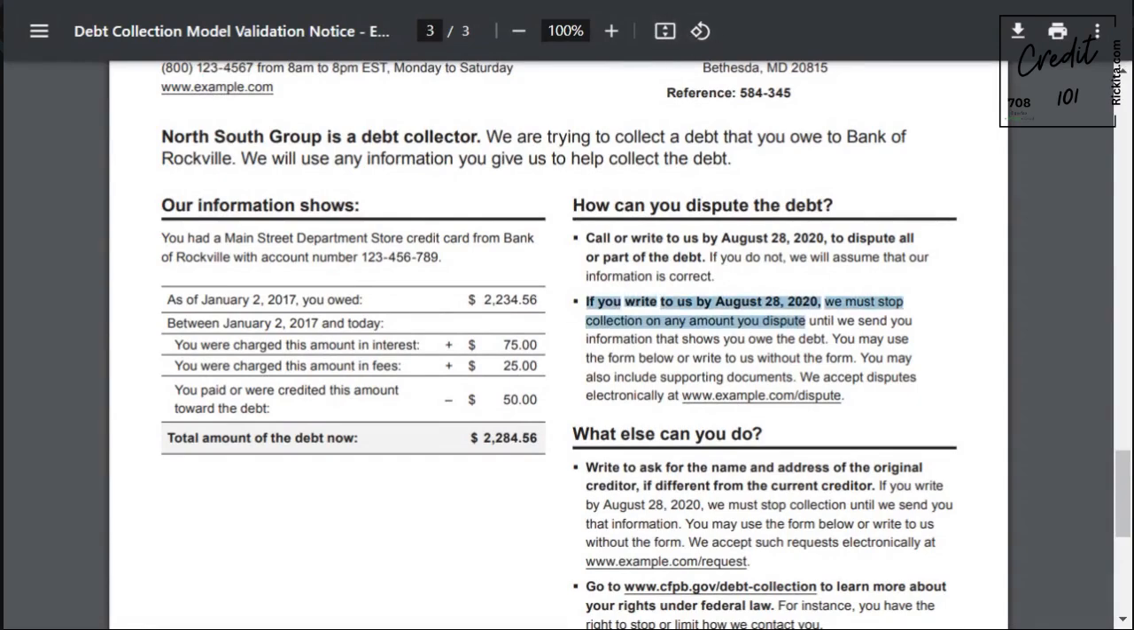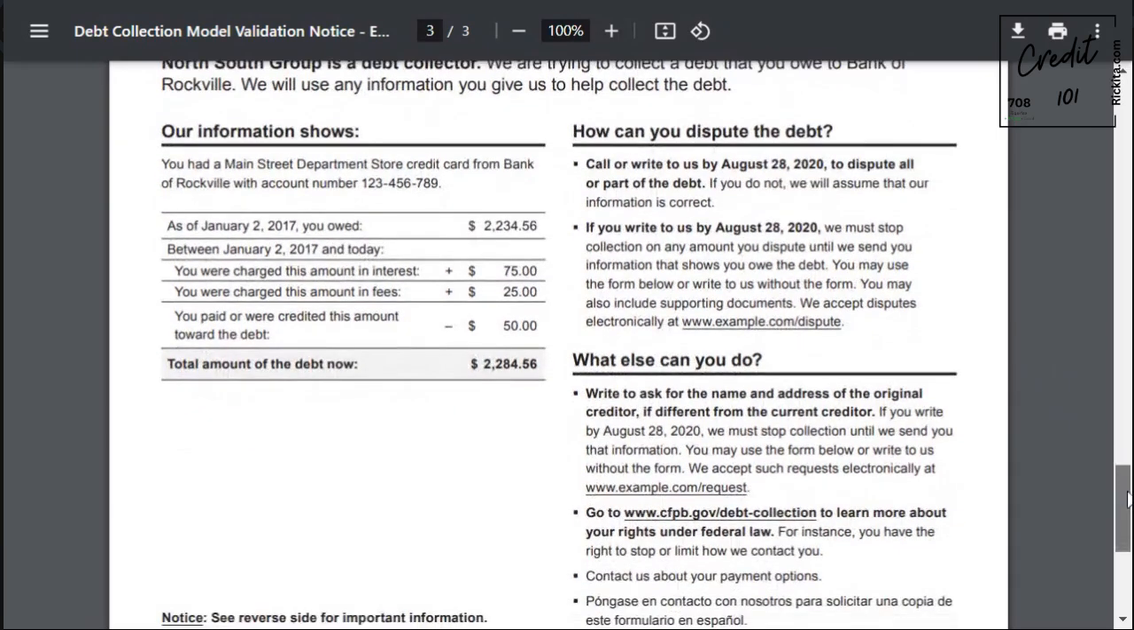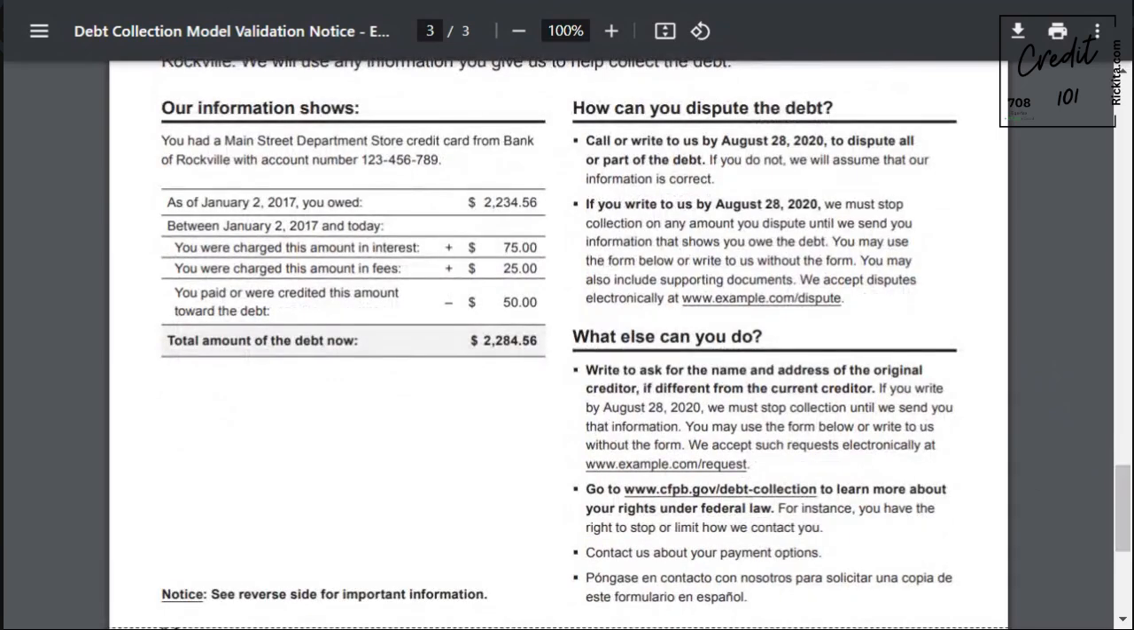If you write us by this date, we will stop collection on any amount you dispute, and we're disputing all of it until we send you information that shows you owe the debt. You may use this form below to write us, or write without the form. And you may also include supporting documents. I'm not going to include anything. The burden of proof is on them. Okay. Right to add, what else you can do? You can write to ask for the name and address of the original creditor if different from the current creditor. If you write us by this time, we must stop collection until we send you information.